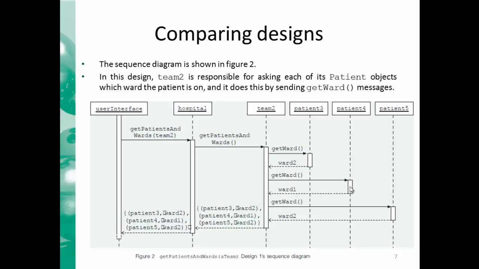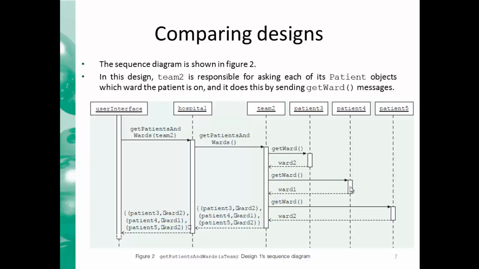Here is the first sequence diagram for the first design. In this design, the interface is requesting or invoking the method getPatientsAndWards, and that method is forwarded to team 2 with the same name but no parameters. Now team 2 will itself contact the patients and get the wards for those patients.